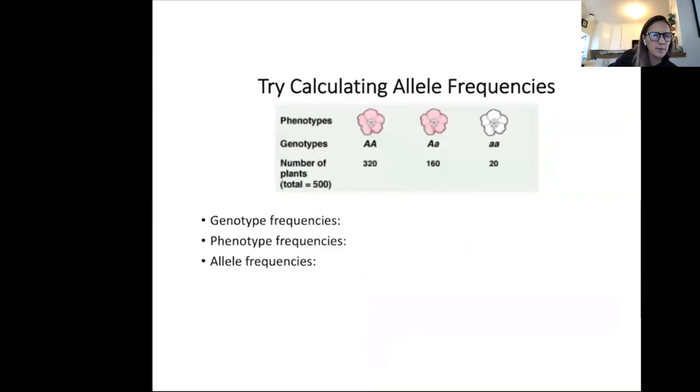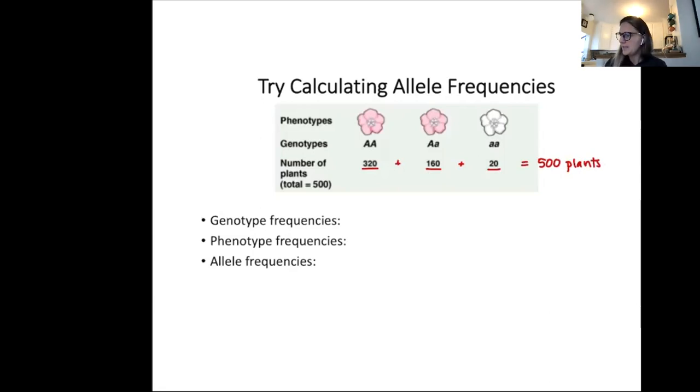So let's try a bigger population. Here we have lots of plants, right? The first thing I like to do is see how many total we have. So this should be a total of 500 plants, or 500 flowers, right? And that will help us when we do these, okay? I did my math right there, right?